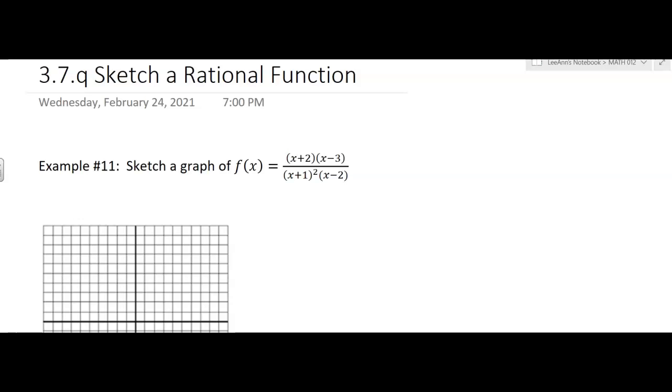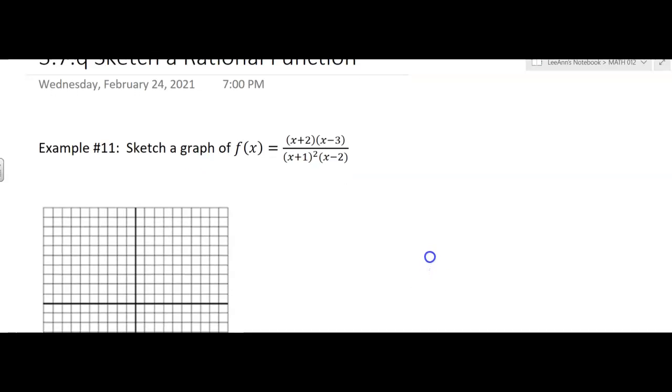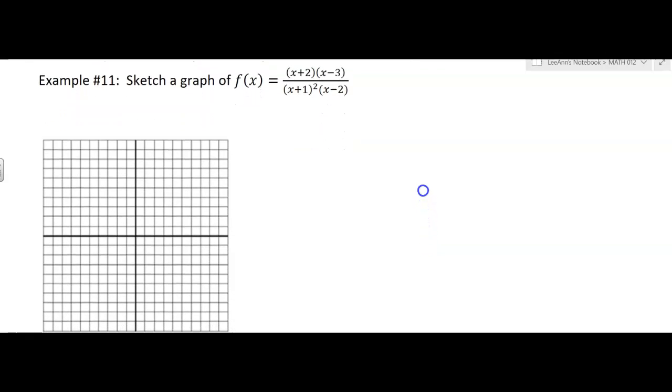Okay, so we're ready to sketch a rational function. And we mean we're going to graph it. We're just going to do our best. Okay, so we're going to follow the steps. First, we're going to find the y-intercept.